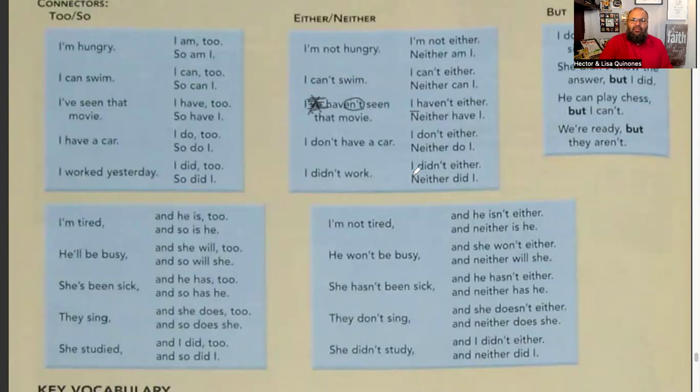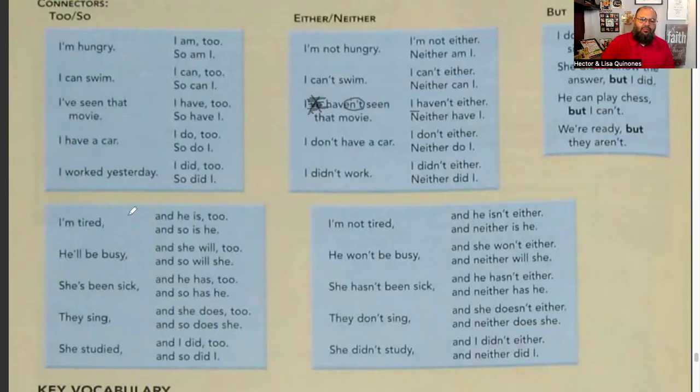I don't sing, but my sister does. She didn't know the answer, but I did. He can play chess, but I can't. We're ready, but they aren't.